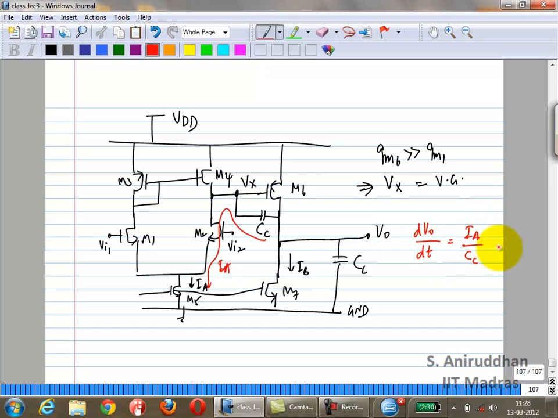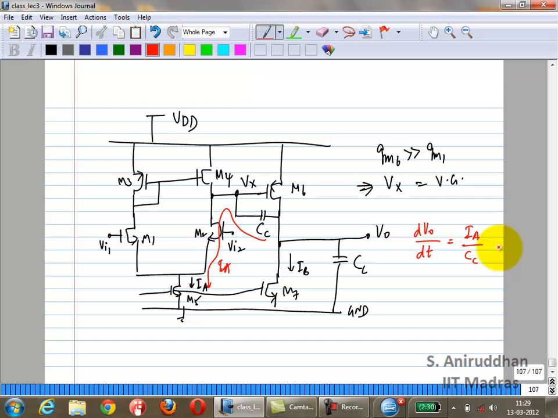Now, here we are assuming that IB is large enough to not limit, because IB also needs to charge, for example, CC and CL. There are other constraints here. We'll start off by assuming that the slew rate is input limited. You can have input limited slew rate and output limited slew rate. In the two-stage op-amp, there are lots of caveats, so you have to be very careful. If IB is large enough to not affect the slew rate, then slew rate is IA over CC.